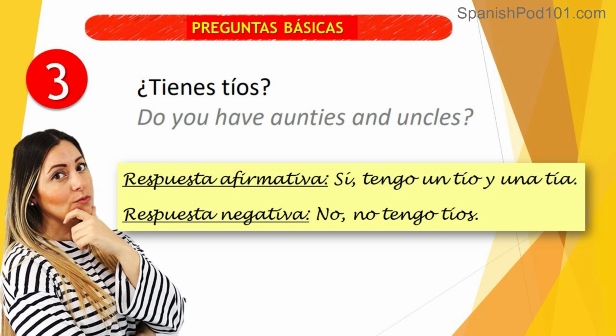Pregunta número 3. ¿Tienes tíos? So here, remember, we're using the masculino plural for general, and that means, do you have aunties or uncles? Respuesta afirmativa, sí, tengo un tío y una tía. Respuesta negativa, no, no tengo tíos. No, I don't. I don't have any aunties or uncles. So pay attention here that in the negative answer, we are also keeping it in the plural form because it's general.